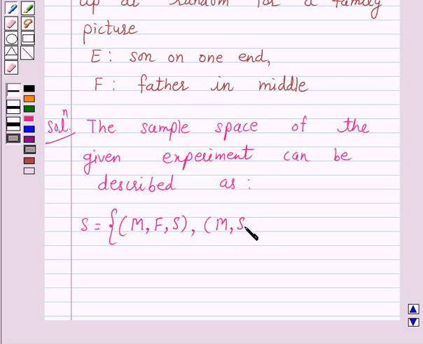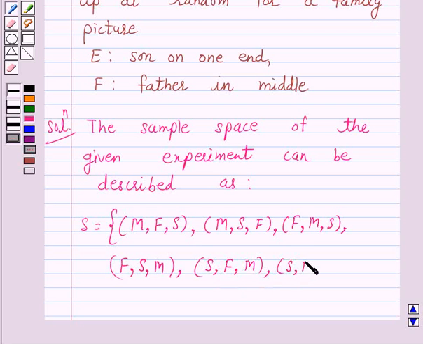MSF, that is mother on one end, son in the middle and father on the other end. Similarly, we have FMS, FSM, SFM, and SMF. So the sample space has 6 outcomes.